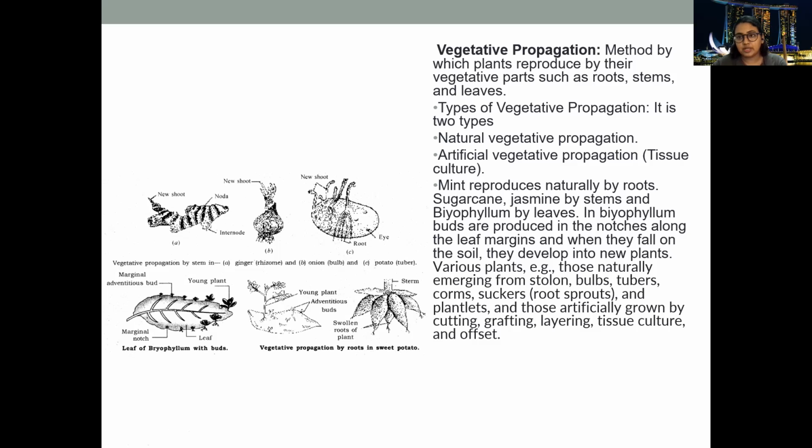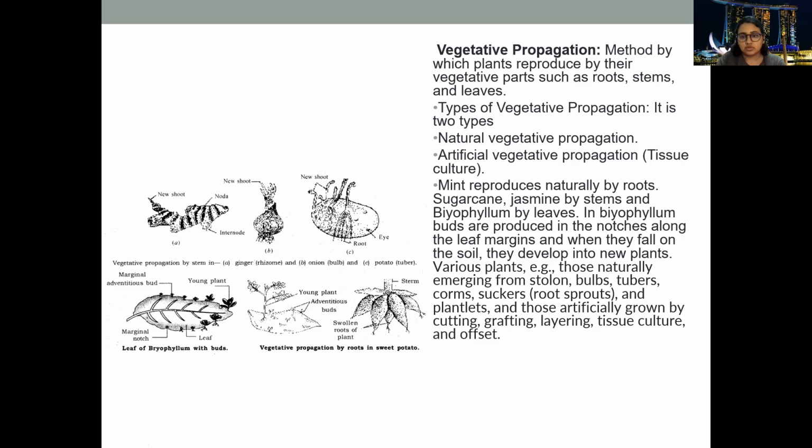That's why vegetative reproduction, like from stem, root, leaves. So this kind of vegetative part reproduction happening, that is called vegetative propagation. So what are the types of vegetative propagation? There are mainly two types of vegetative propagation. One is natural and another is artificial.